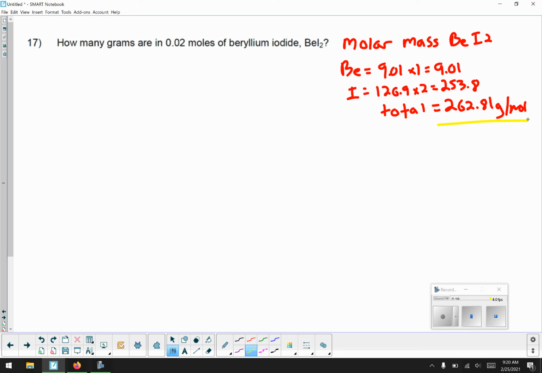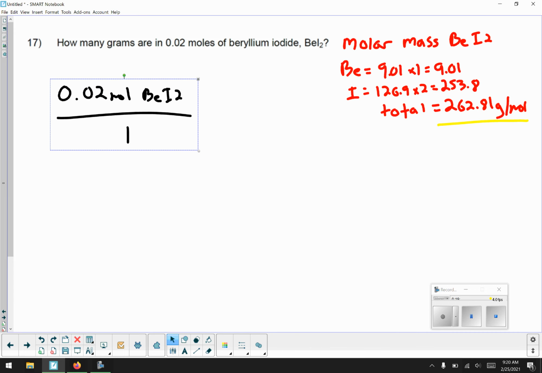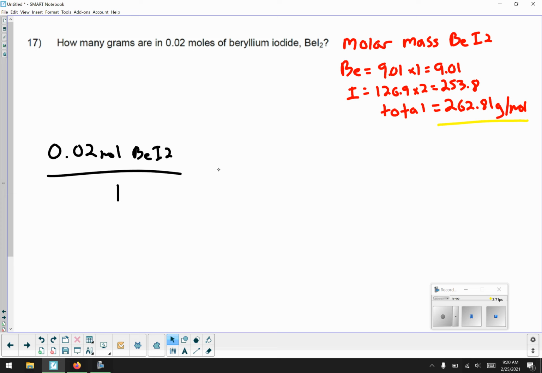You can see my work there, but we just did a bunch of those, so I'm not going to go through that. So this is a conversion. You're converting from moles to grams. Take what you're given, 0.02 moles BeI2, put it over 1. I'm going to move this down. And then you plug in your conversion factor.